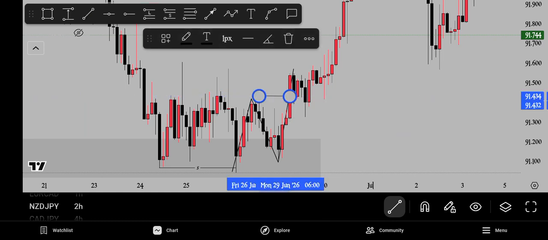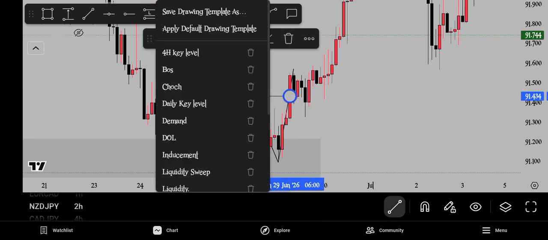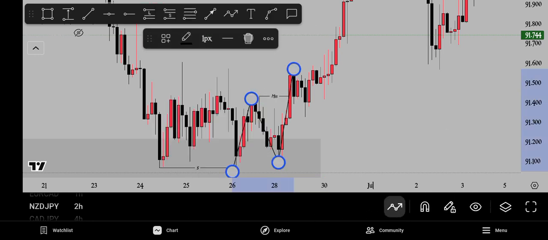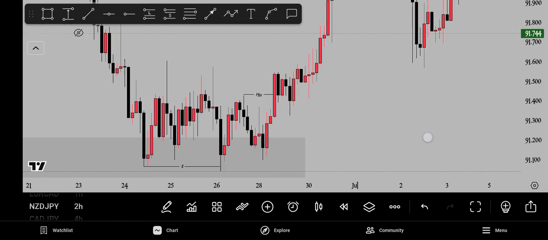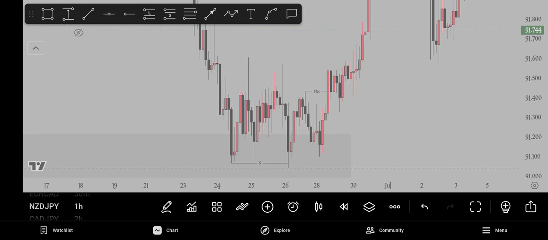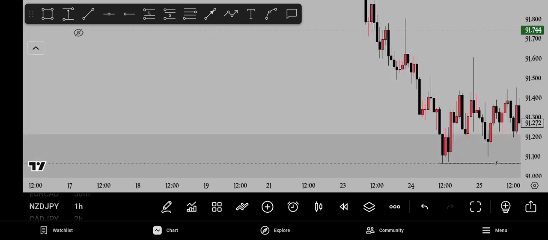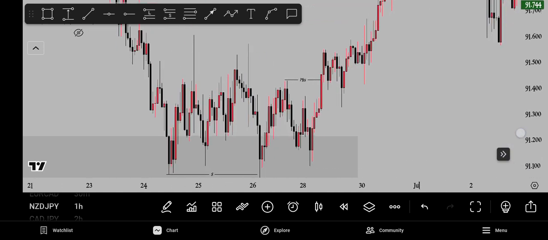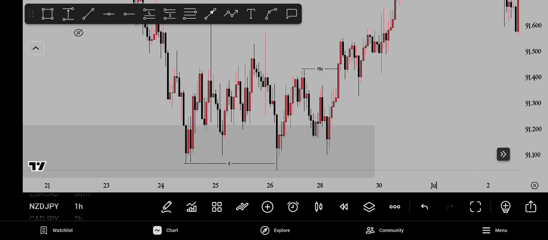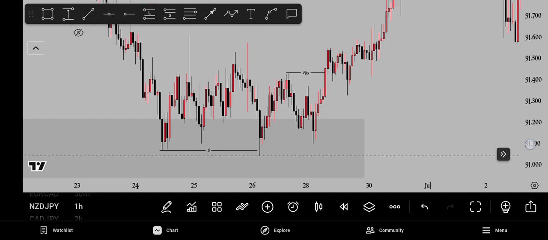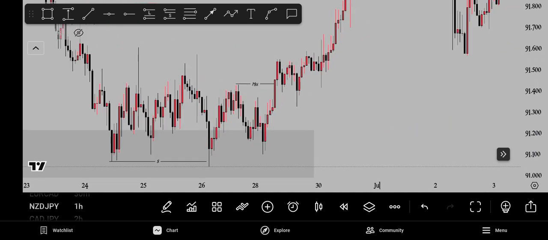So the market structure shift occurred. Sorry, this is a 2 hour time frame. I meant to use the 1 hour time frame. When making my analysis, I don't make use of the 2 hour time frame. What I use are the daily, 4 hour, 1 hour, 30 minutes, and 15 minutes. I would only go to 2 hours if I want to refine my entry to pick a better entry.